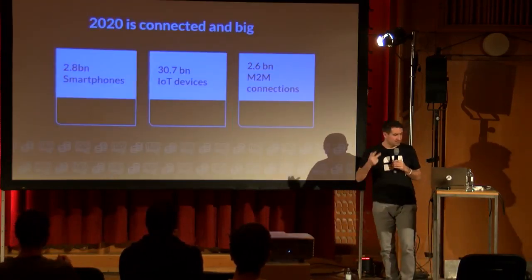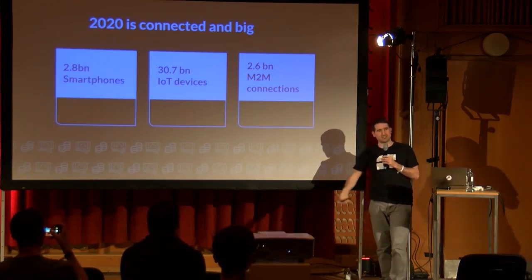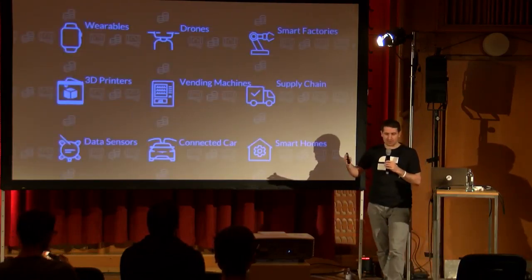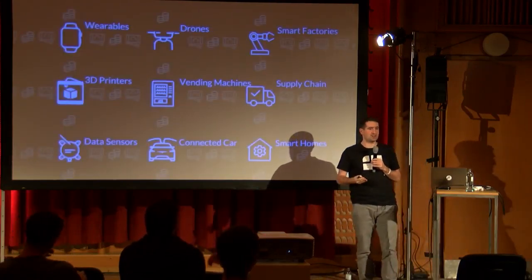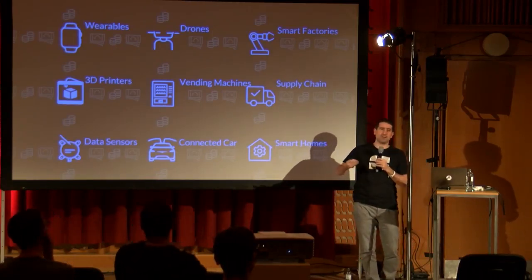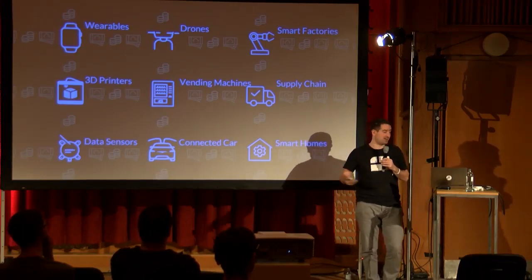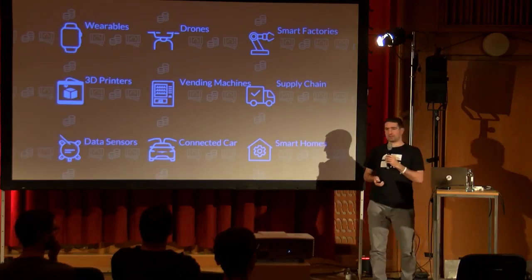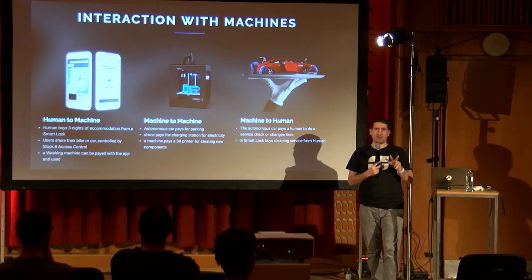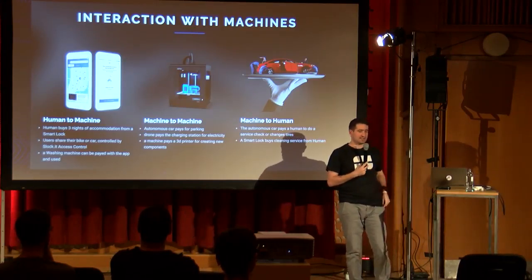There are billions of smartphones, IoT devices, but also billions of machine-to-machine connections. So this is the thing we are targeting. I don't need to tell you about all the different kinds of IoT devices you see around. But today, when we speak of IoT device, it's more or less everything which is connected to the internet, which is even my smartphone, maybe my car, and of course, those smaller microcontrollers. So we define three types of interactions. The first one is the human-to-machine. And that's what we first tackled.